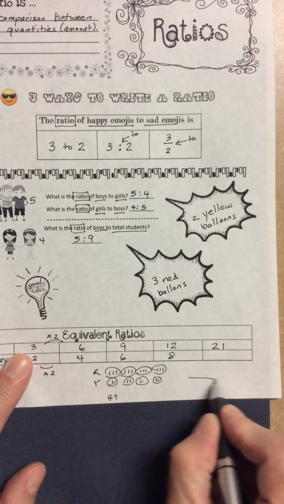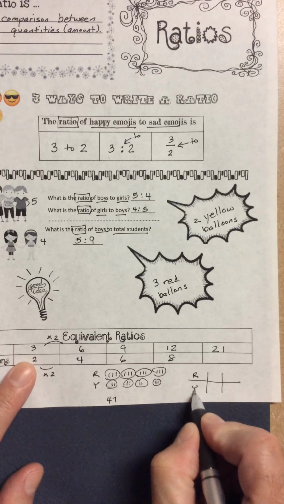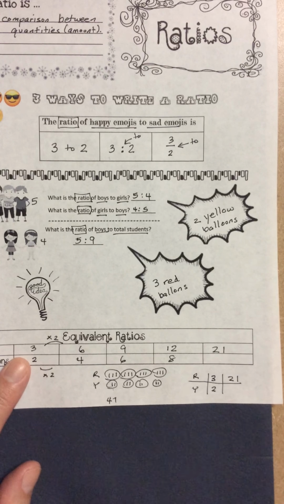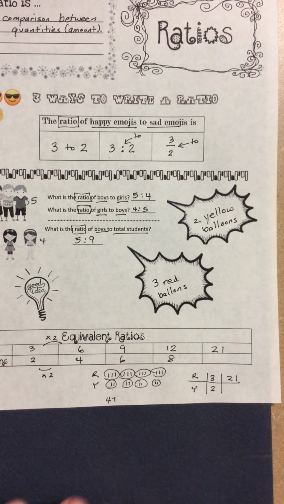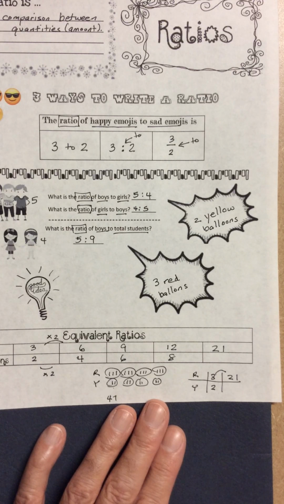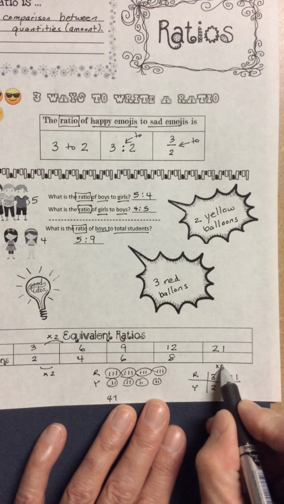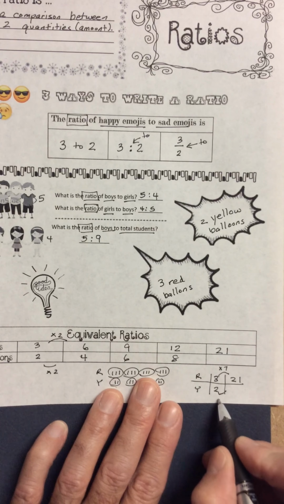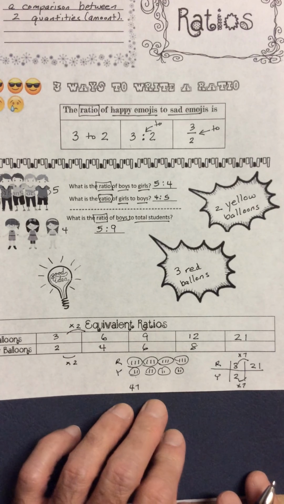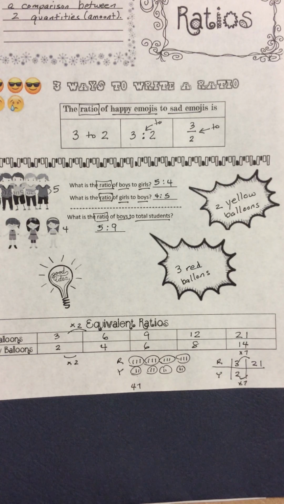So here's what I'm asking you now. Red and yellow. We know that there's 3 red balloons for every 2 yellow, and I'm telling you there are 21 red balloons. How do I get from 3 to 21? How many groups would that be, counting by 3s? Well, that would be 7 groups. So I also need 7 groups of yellow balloons. So how many yellow balloons would I need? I would need 14. Hopefully you were able to figure that out on your own.